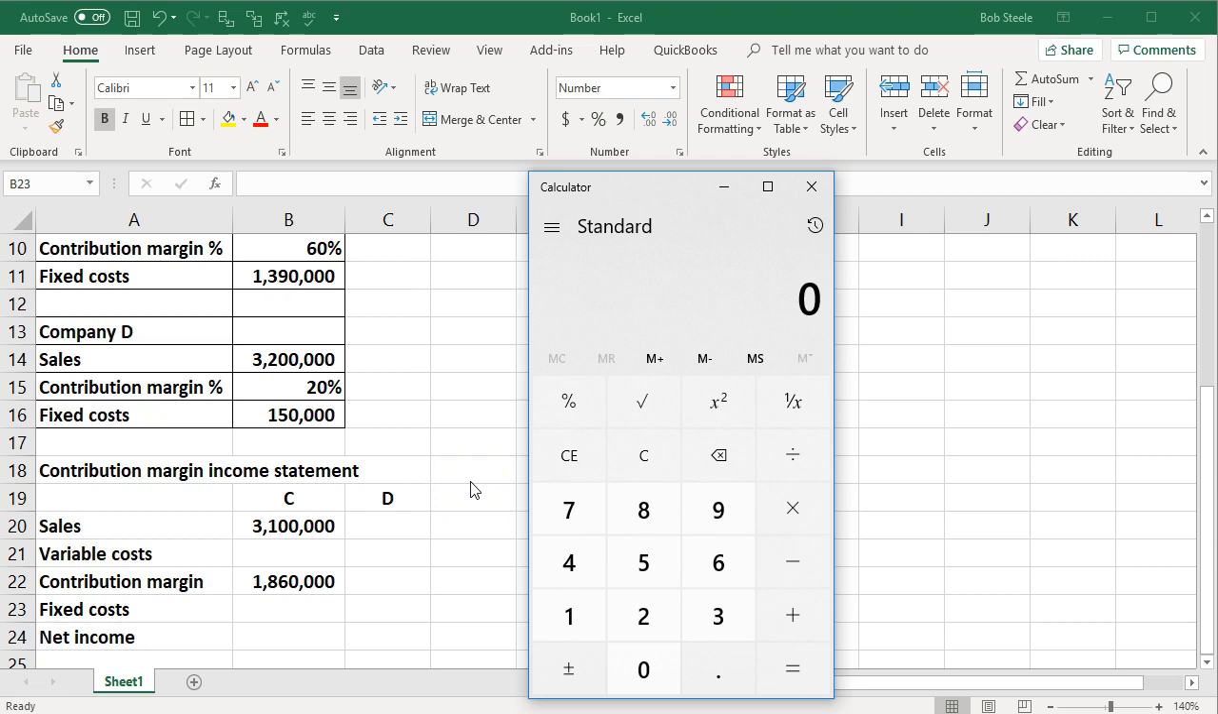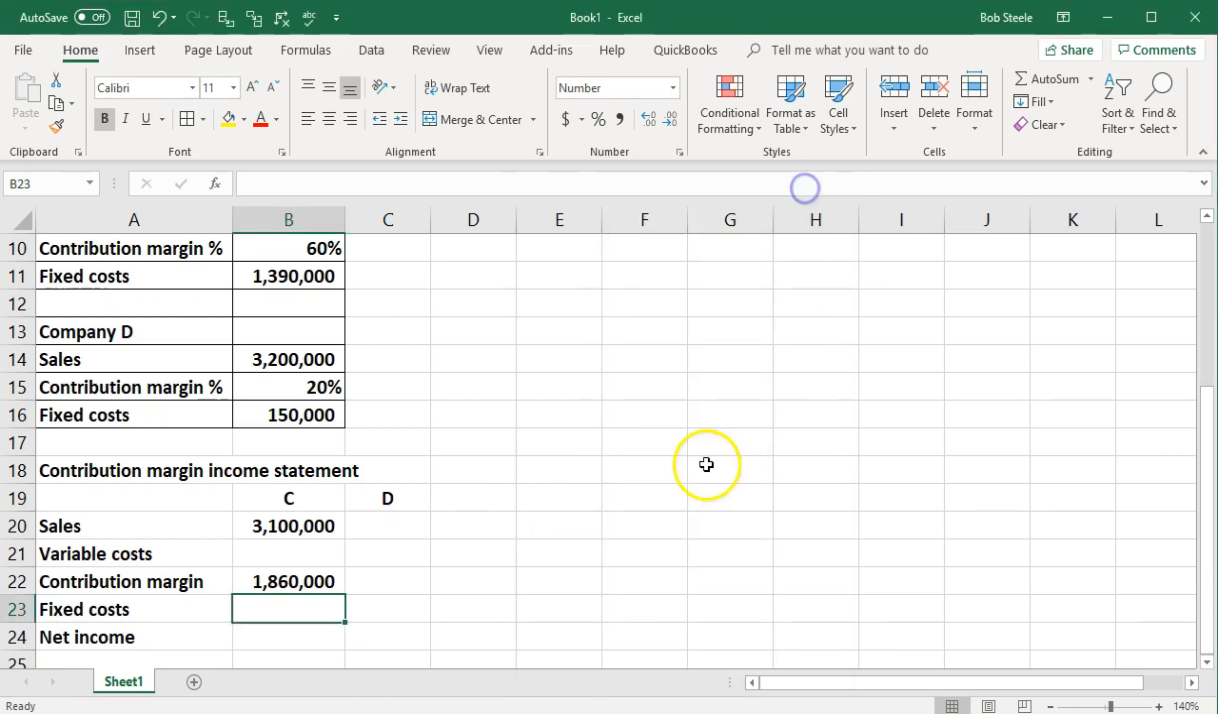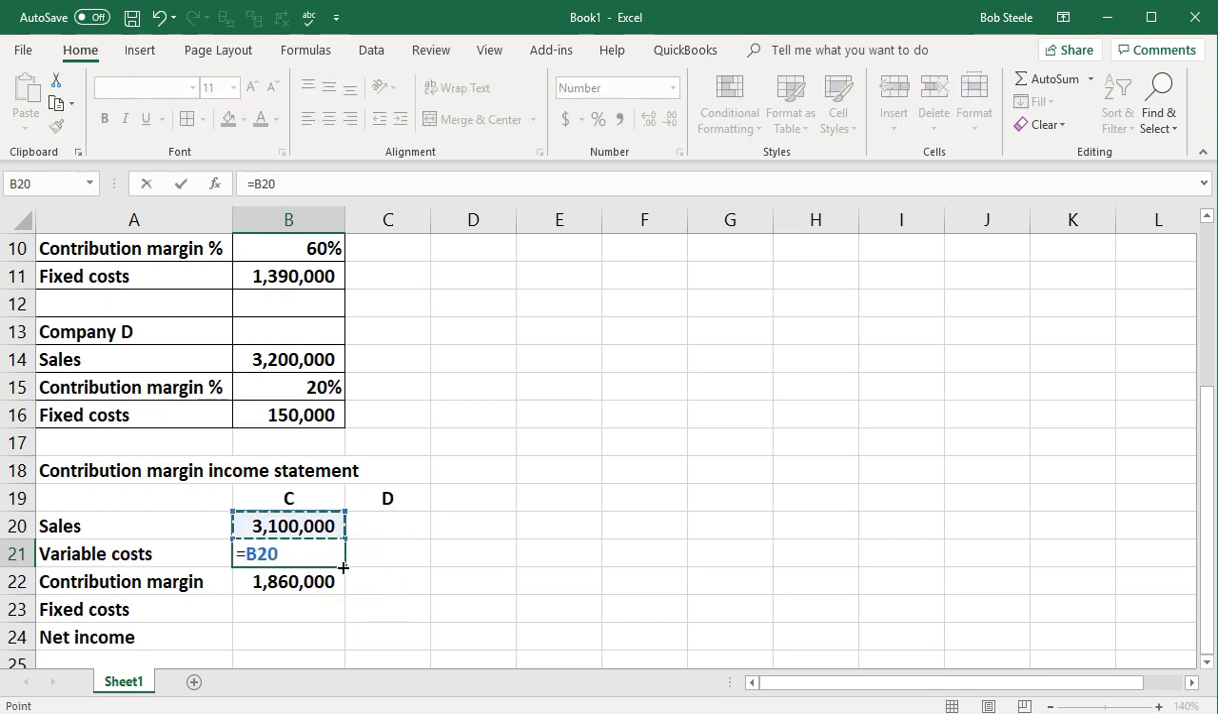So in other words, we of course took the 3,100,000 times the contribution margin, or 0.6, 60%, and that gives us the 1,860,000. Then we can figure out the variable costs because we know that the sales minus the variable costs is the contribution margin, and therefore the variable cost is the sales minus the contribution margin.